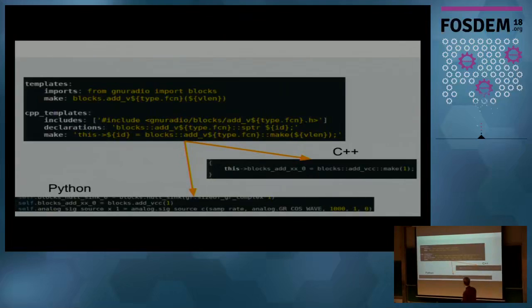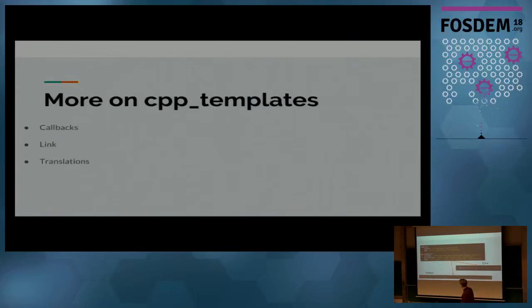So that's pretty simple. However, Python is a bit simpler than C++, so we have a couple of things that we need to add that weren't in this add block. First, we have the callbacks. It's just exactly the same as the Python code. And then we have link. Some of the blocks need to be linked at compile time, and we have to declare there which ones are going to be linked to what libraries. So that goes in the CMake files.